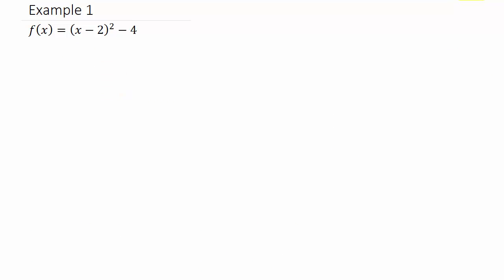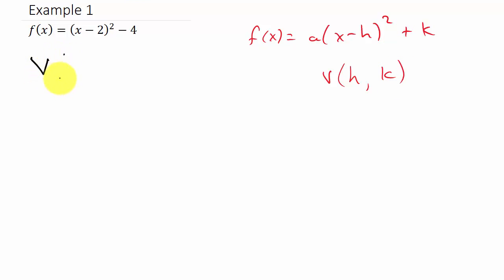So here's our first example. We have f of x equals x minus 2 squared minus 4. If you remember, our vertex is h, k, and this function here is in the form a times x minus h squared plus k. So our vertex here is h, k. That's going to be 2, negative 4.